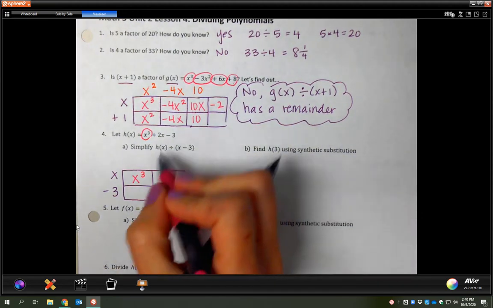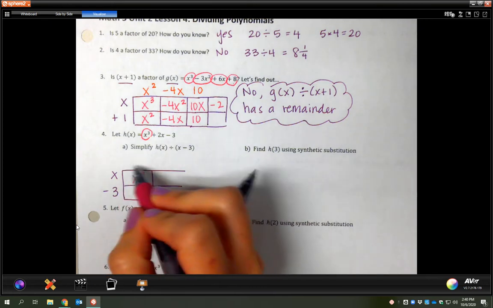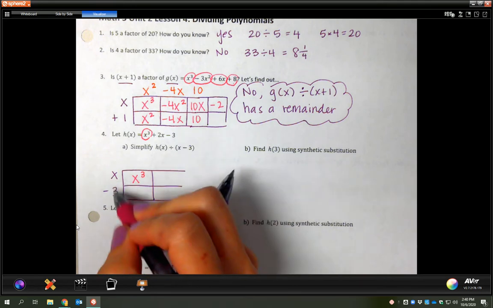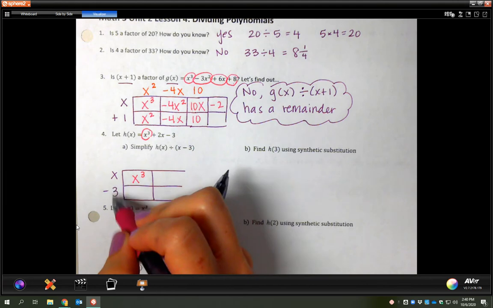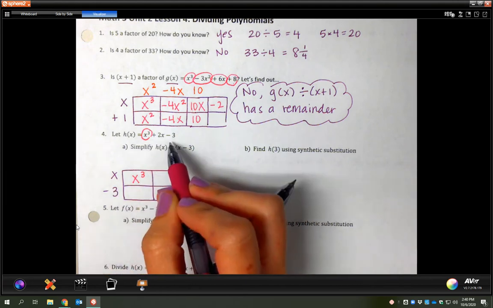It's asking me to take h of x, divide by x minus 3. When you divide by something, that means you're trying to figure out what you multiply to the factor we're dividing by to get h of x. So I'm trying to figure out what goes up here to multiply times x minus 3 to get all of these terms on the inside, which should be the h of x terms.